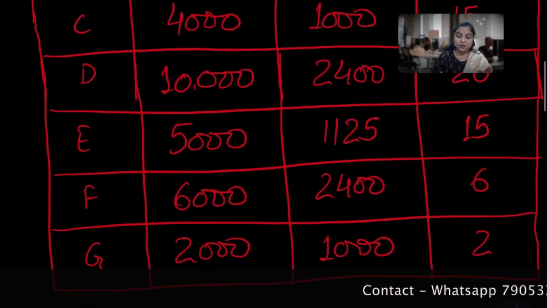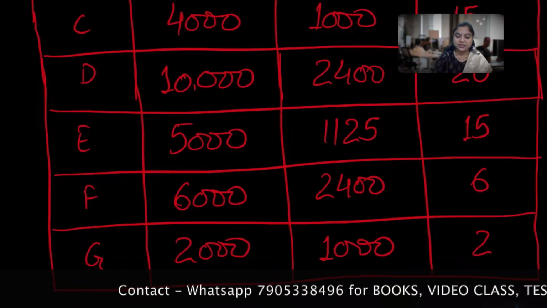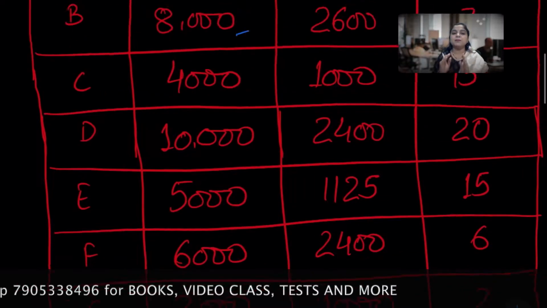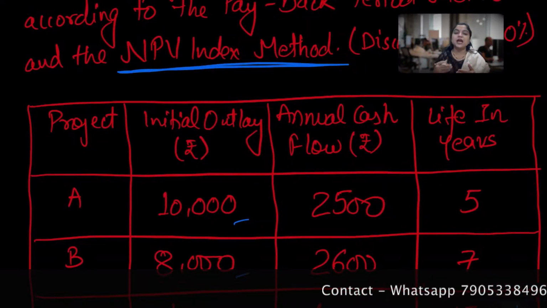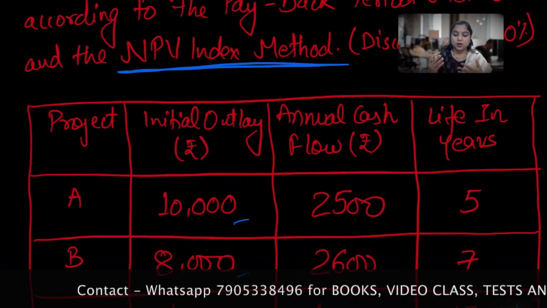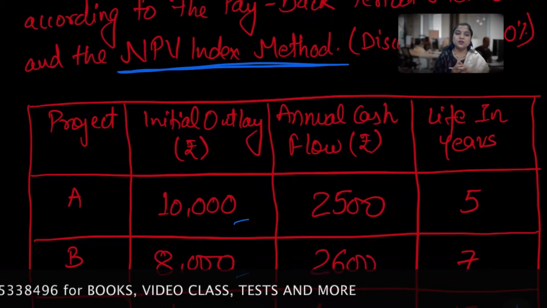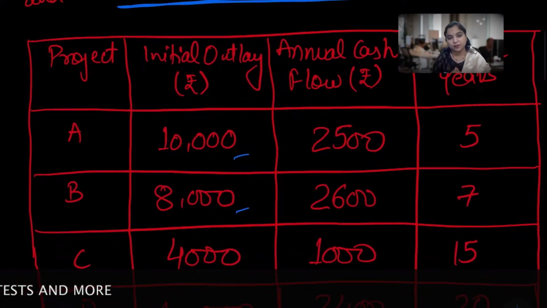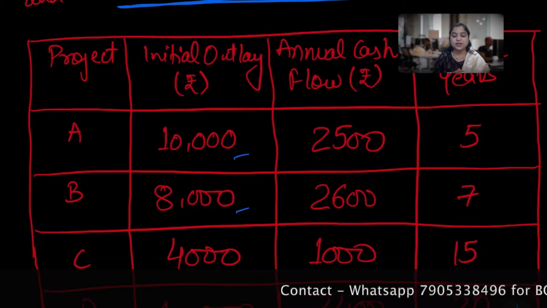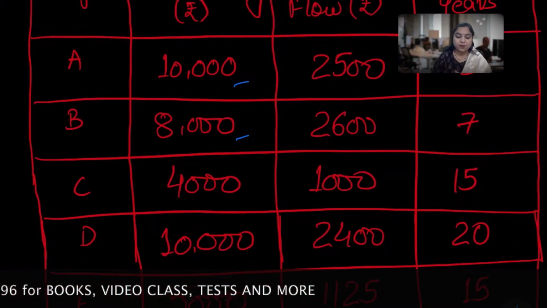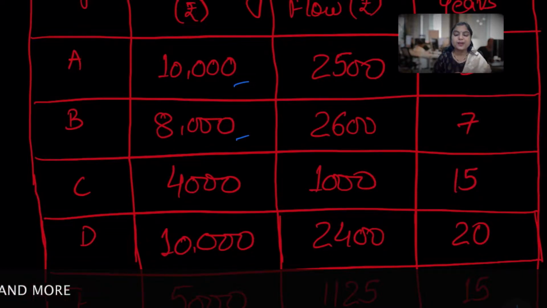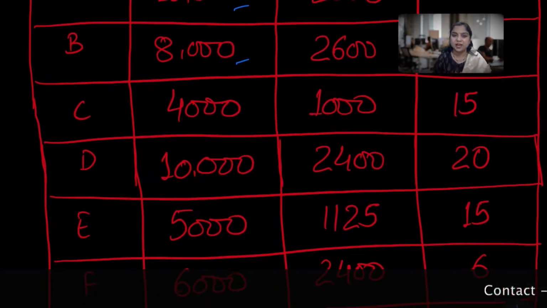Okay, we have different projects A, B, C, D, E, F, G, and each has its own initial outlay with the annual cash flow. Annual cash flow means a cash flow which flows into the project every year, and the life of the projects. So we have a project A with the outlay of 10,000 and annual cash flow of 2,500 with 5 years of lifespan. Project B, 8,000 outflow, 2,600 annual inflow, 7 is the life year.